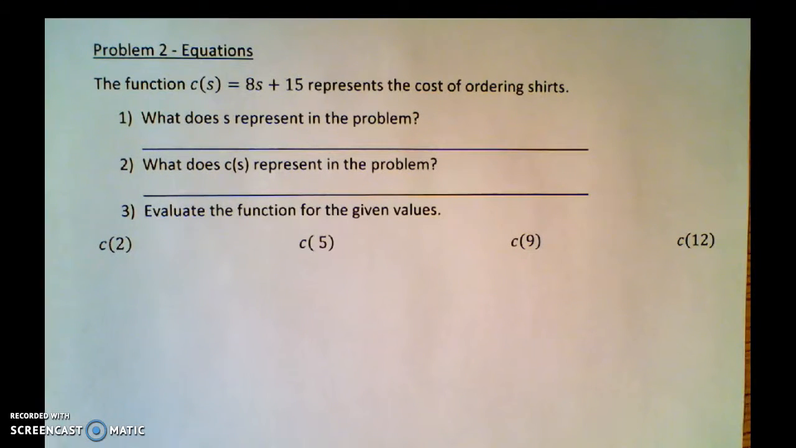Alright, let's take a look at equations. So for equations, you are going to use the equation and then a given value to answer the questions. So first off, just to make sure you understand what the equations are saying.